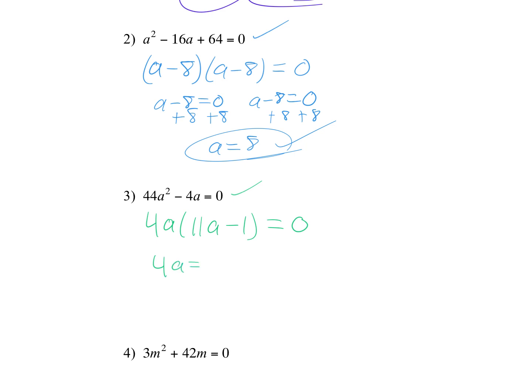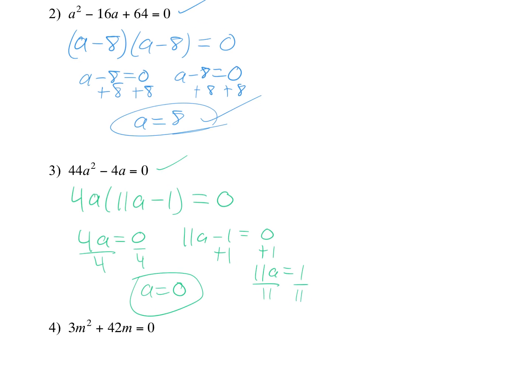And then we want to set each factor equal to 0. So 4a equals 0, 11a minus 1 equals 0. Divide both sides by 4. We get a equals 0. On the other one, we want to add 1 on both sides. We get 11a equals 1. Divide both sides by 11. We get a equals 1 over 11.